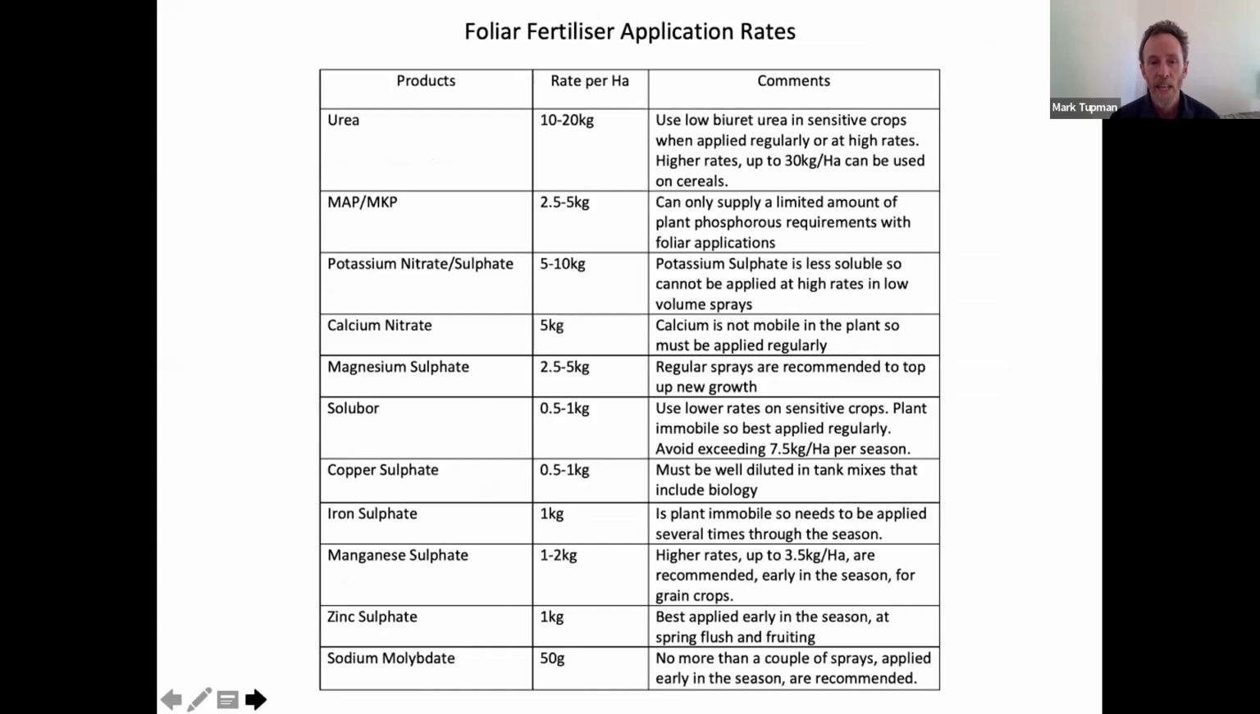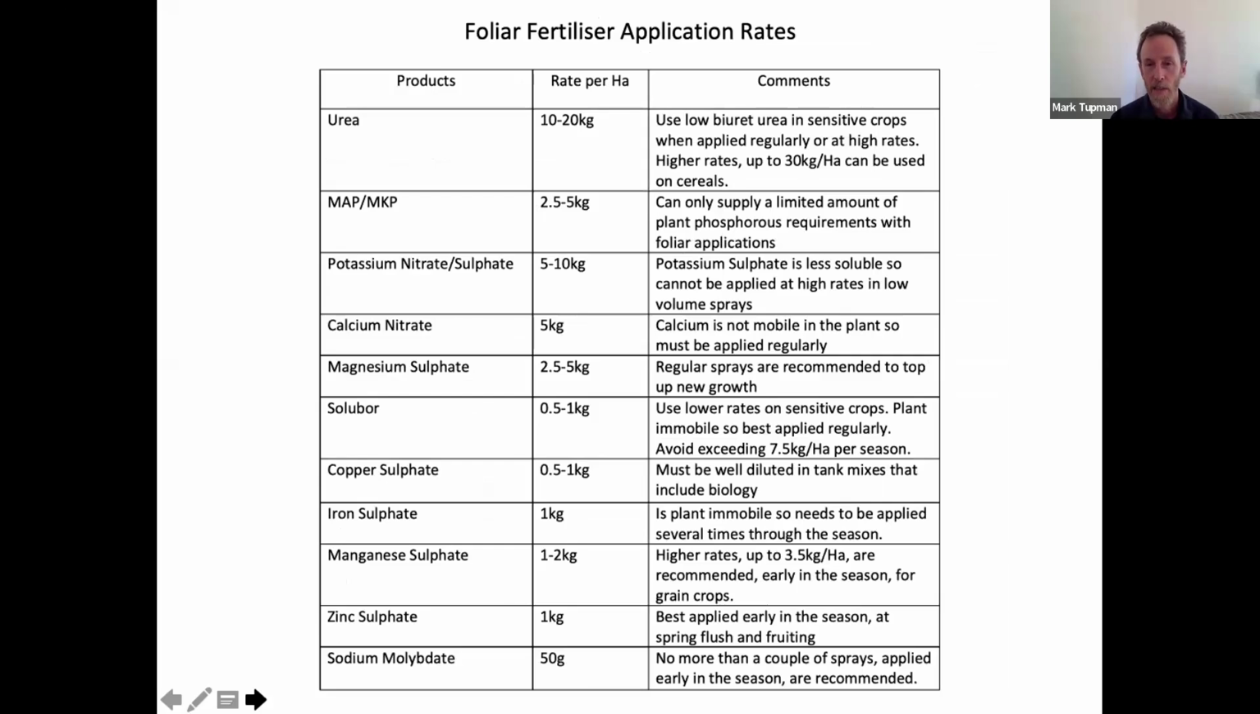There's some of the rates. Again, you just have to look at this chart, but you can see low rates in the trace elements, around the 1 kilo per hectare mark. And then some of the macros we're getting up around 5, 10, even up to 20 kilos a hectare at times.